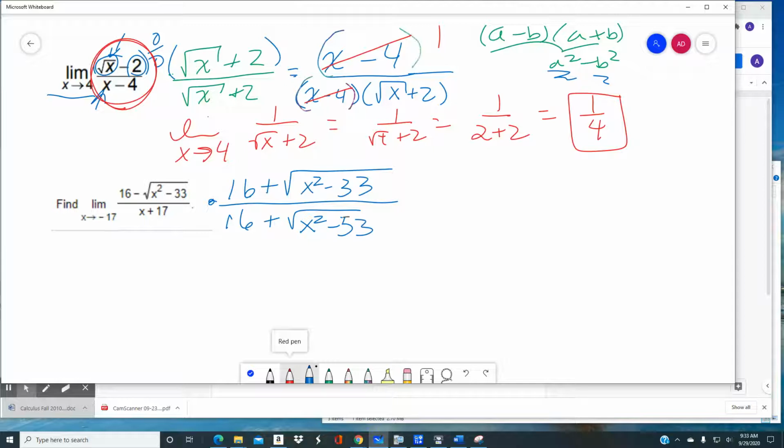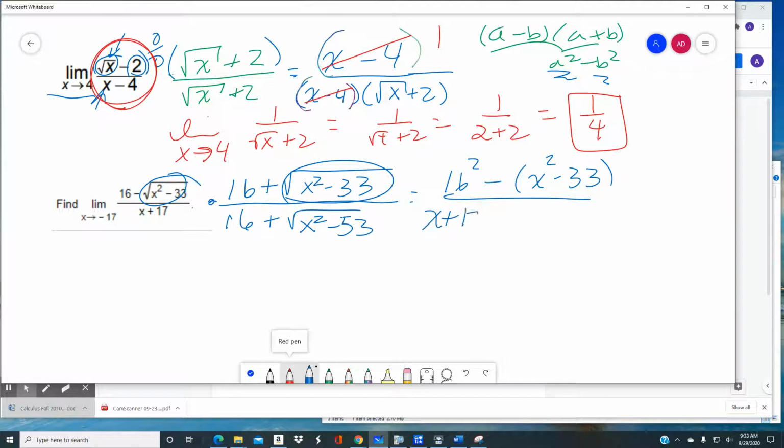So now, when you FOIL this out, you get 16 times 16. That's 16 squared, minus, and of course, when you take the radical times the radical, you end up getting x squared minus 33. In the denominator, please, just say no. Don't FOIL that, or distribute, excuse me. I should have said distribute, because us math teachers say foiling is not an operation. It's just a thing we use to remember.